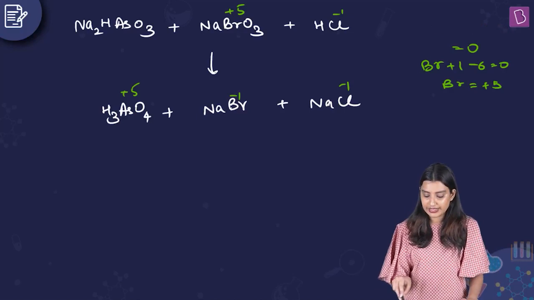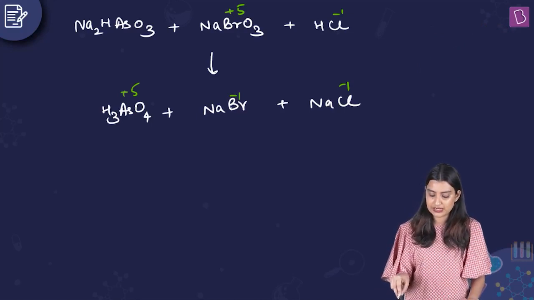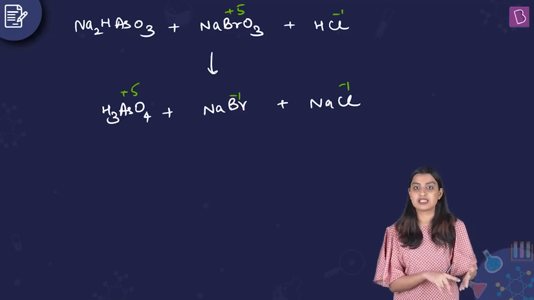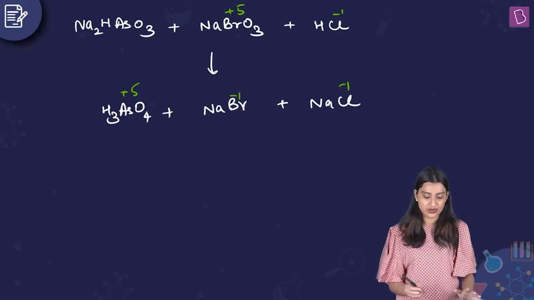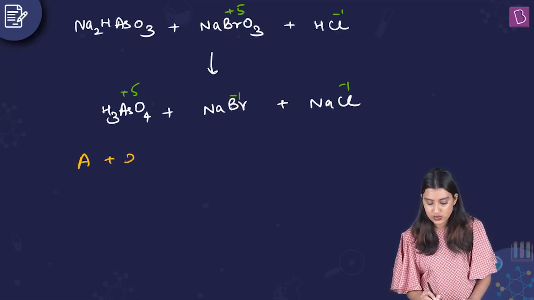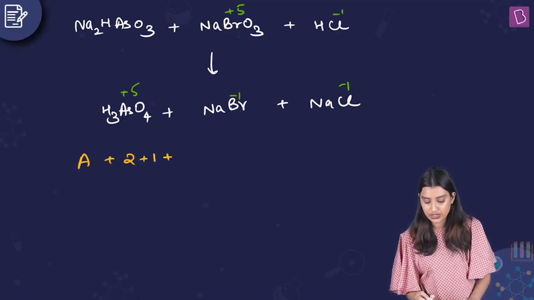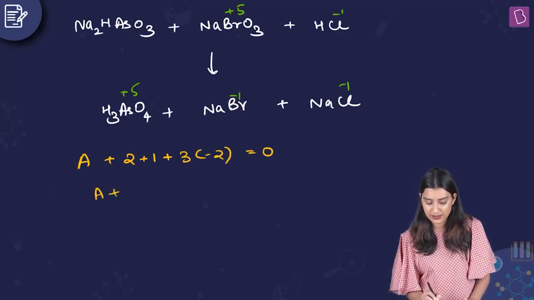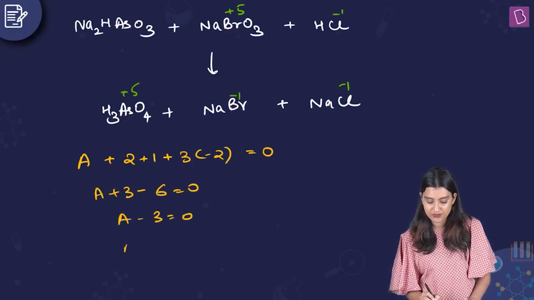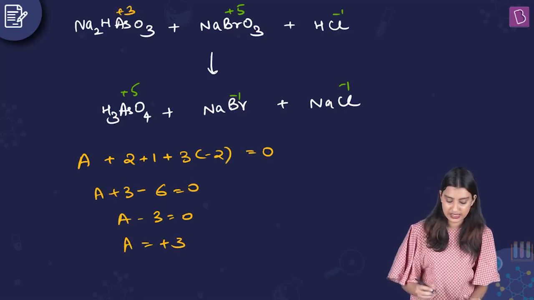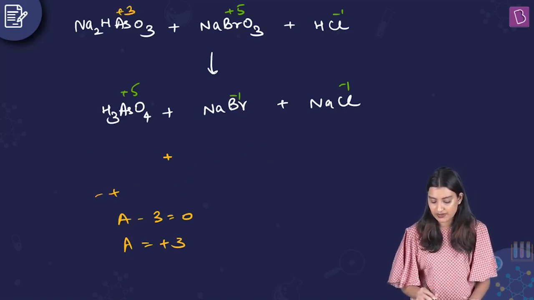Now you have Na2HAsO3. That's the compound you have. So here sodium is in +1, hydrogen is in +1, oxygen is in -2. You have to find out for arsenic. So I'll say the oxidation state of arsenic here is A, +2 due to sodium, +1 due to hydrogen, +3 into -2 due to oxygen is equal to 0. So you have A +3 minus 6 is equal to 0. You have A minus 3 is equal to 0. A is equal to +3, which means arsenic here is in +3 oxidation state. And yes, we are done with everything.